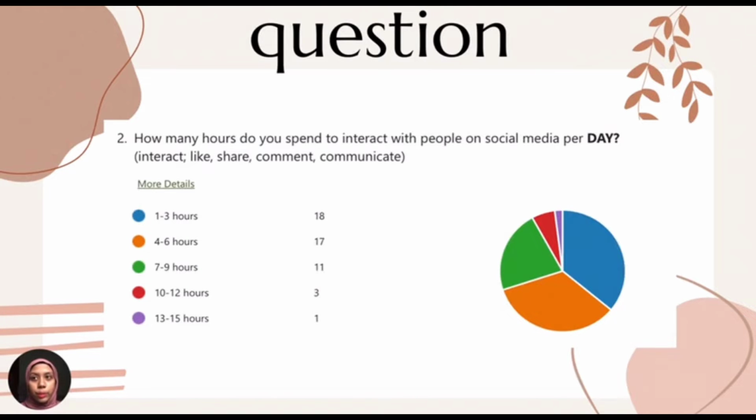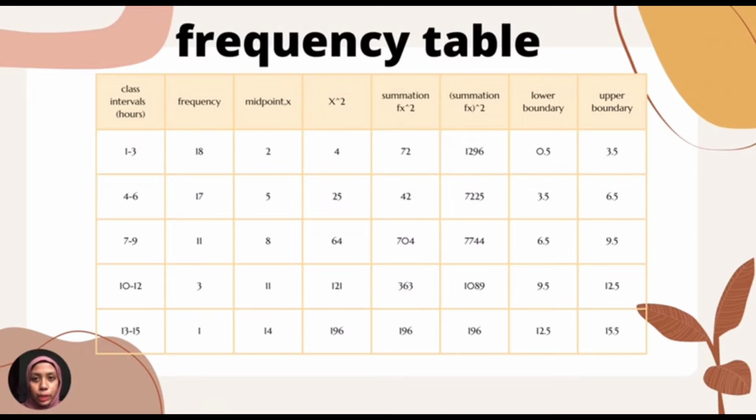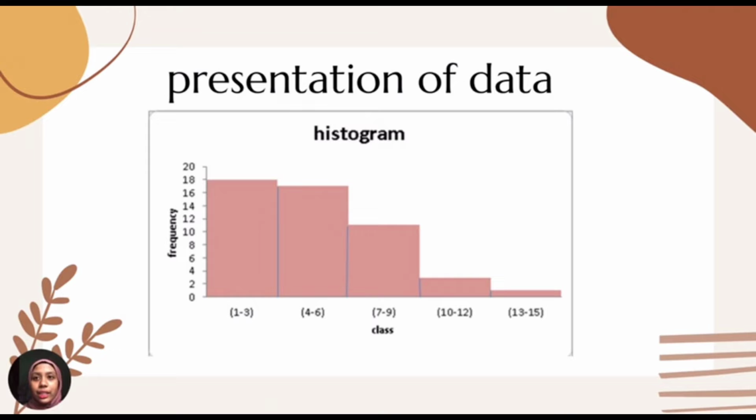So for question number 2, which is how many hours do you spend interacting with people on social media per day? Based on the research, most of the students spend about 1 to 3 hours, which is about 18 people. After that, I turned all the data into a frequency table, which consists of class interval, frequency, midpoint, midpoint squared, summation of fx squared, summation of fx, lower boundary, and upper boundary. After that, I presented the data in a histogram, which consists of frequency and class.